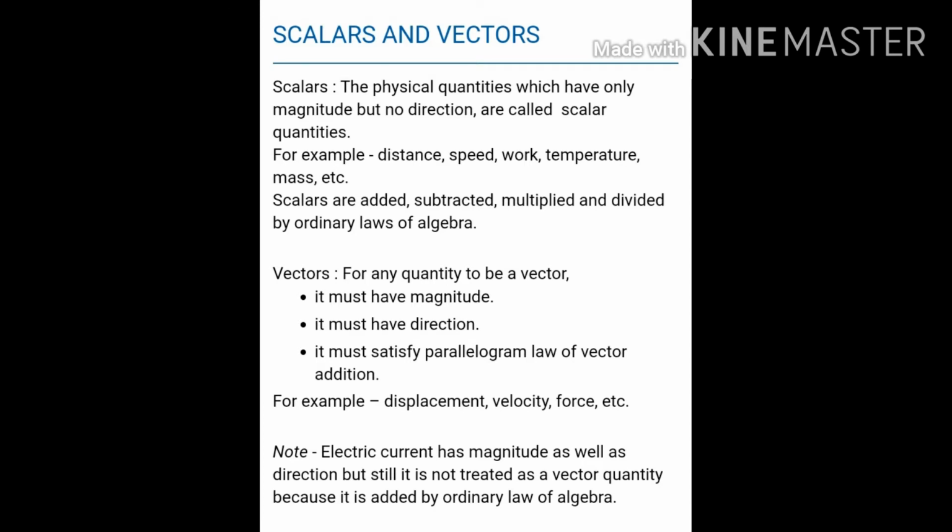Now we will see about vectors. For any quantity to be a vector, it must have magnitude, it must have direction, and it must satisfy the parallelogram law of vector addition. For example, displacement, velocity, force, etc. There is a main point which must be noted: electric current has magnitude as well as direction, but still it is not treated as a vector quantity because it is added by ordinary law of algebra.